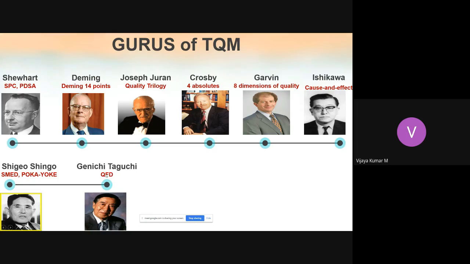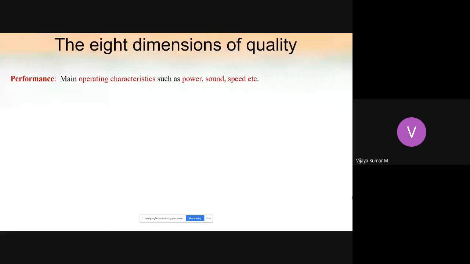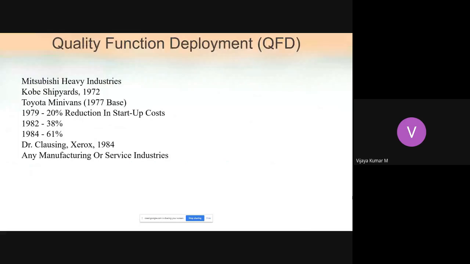In today's class, we are discussing the tool called QFD. It is the short form of quality function deployment analysis, an important tool and technique widely used in many industries and organizations, both product as well as service industries worldwide. In today's class, I'm going to discuss that particular tool, quality function deployment analysis, in detail.